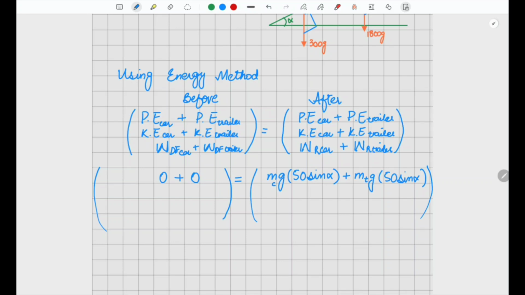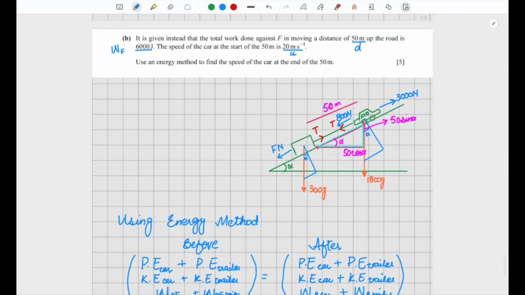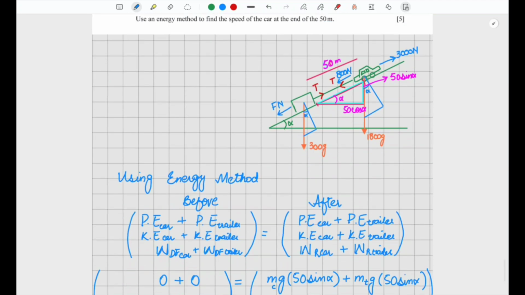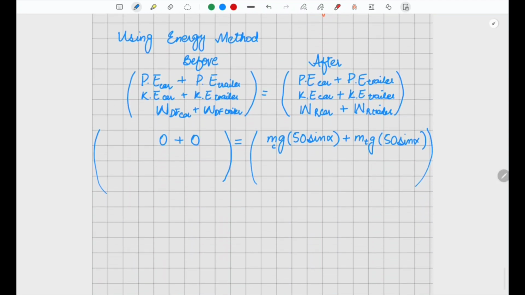Now let's work on the kinetic energies. Initially the kinetic energy of the car is given, the initial velocity is 20 meters per second. It will be the same for both, because both bodies are attached. So we can write it as half m of car plus trailer together times 20 squared.